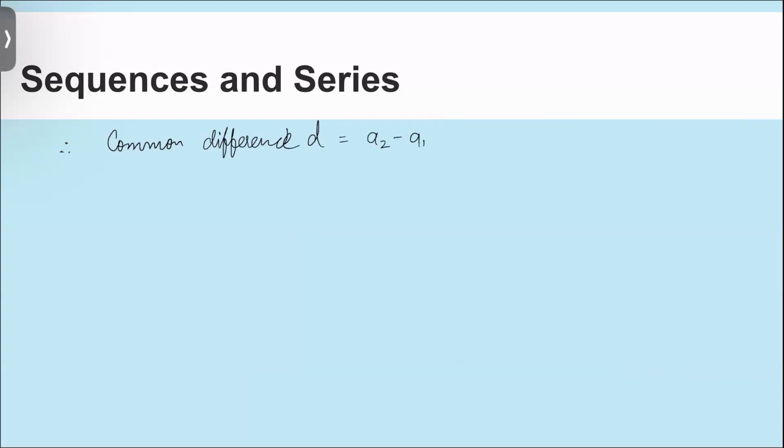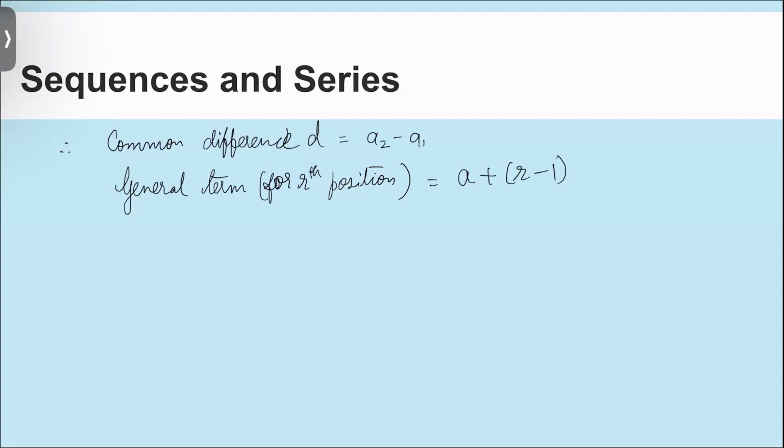Then you can write the general term, for any n. Say for the r-th position, it can be written as a plus (r minus 1)d. So you can write this as a_r is equal to a plus (r minus 1)d.